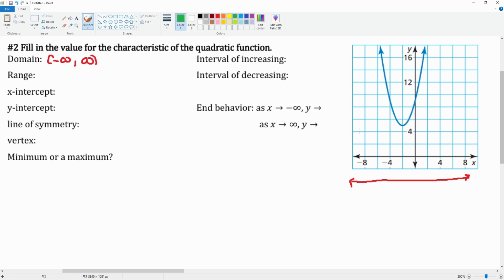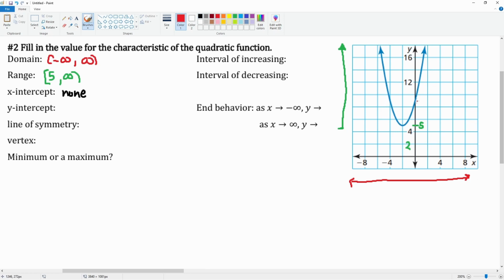The range is defined by the y value, so it looks like it goes all the way from infinity, and it looks like it stops right here. I think this is by 2's, 2, 4, so this looks like it's a 5 right here. So it looks like it stops at 5, right, and goes all the way up to positive infinity. The x-intercept, it does not cross the x-axis, so we can put none here.